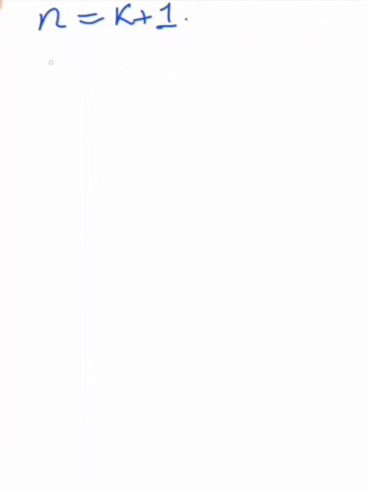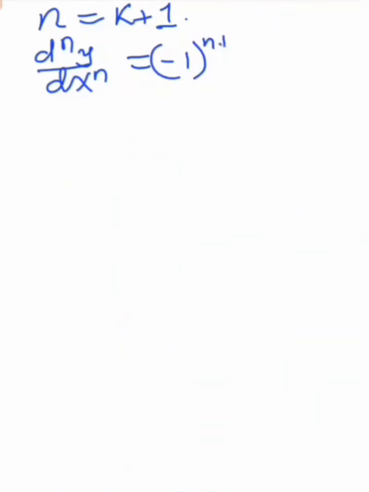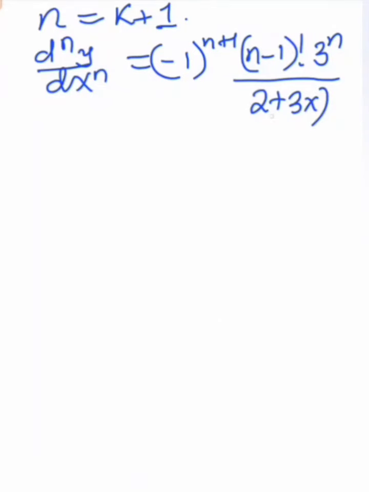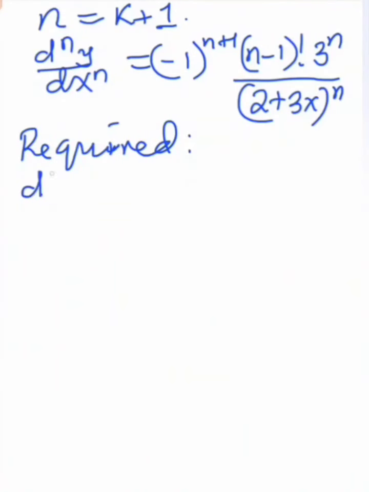So it will be important for us to recall the formula we are supposed to prove again. d to the n of y all over dx to the n equals negative 1 to the n plus 1, n minus 1 factorial, 3 to the n all over 2 plus 3x to the n. So we are required in the inductive step to prove that d to the k plus 1 y all over dx to the k plus 1.